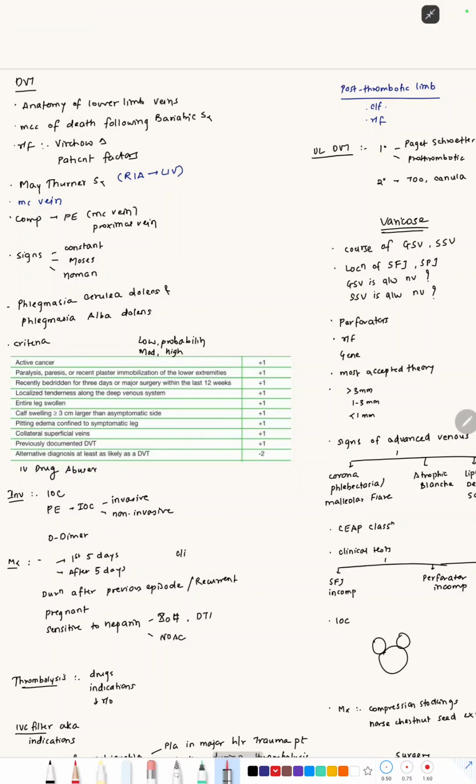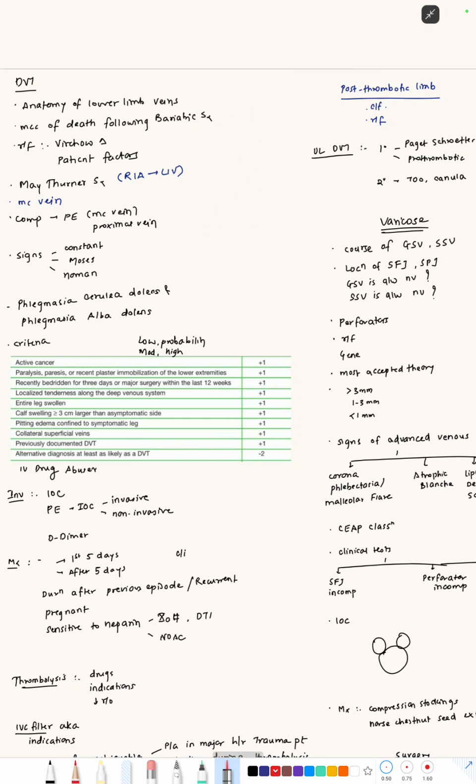Moving on to the next topic, that is the vascular surgery. So the first topic in the vascular surgery is going to be the DVT, that is deep vein thrombosis. Here the anatomy of the lower limb veins is very important. So anatomy of the deep veins is that there is an anterior tibial vein, posterior tibial vein and a peroneal vein. They together three join to form a femoral vein. It is joined by popliteal vein, further it is joined by profunda femoral vein and it drains into the saphenofemoral junction and further it joins the external iliac vein.